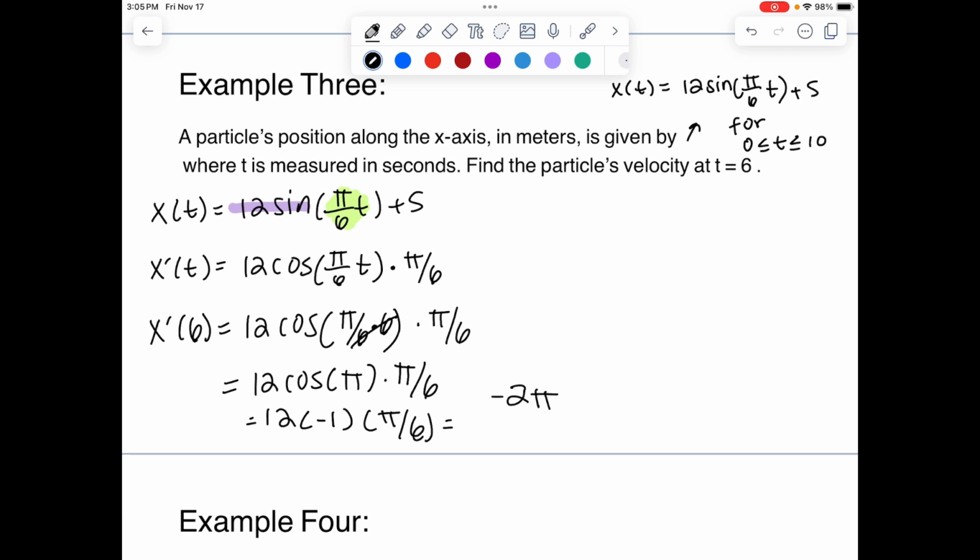And when you guys have pi's, don't put it in your calculator. People don't normally do that. And that's going to be meters per second. And so this particle is moving at a velocity of -2 pi meters per second.